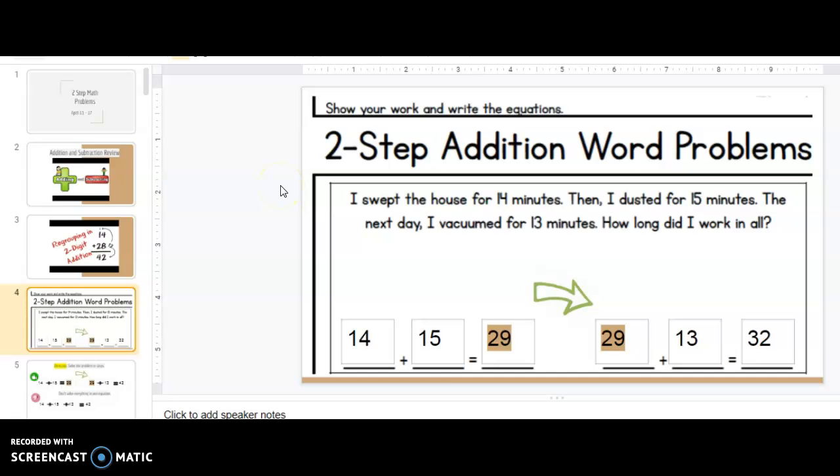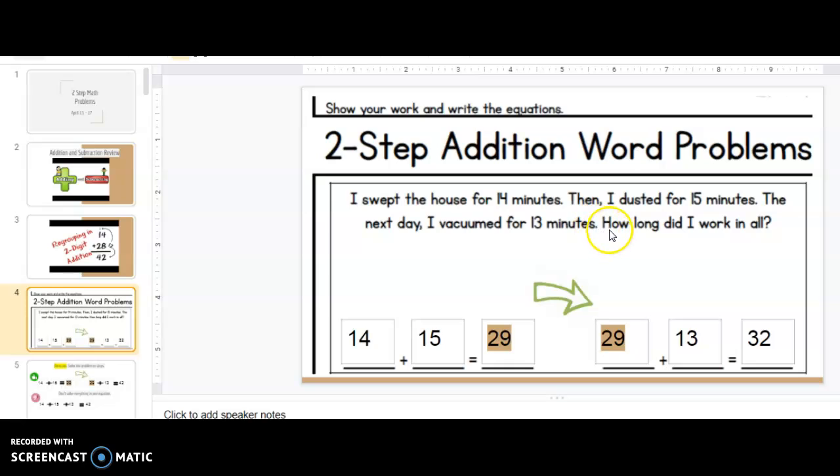So let's start our work. It says show your work and write the equations. You may use a sheet of paper to show your work, okay? So two-step addition word problems. Let's read the word problem to see what it's asking us and to find out what the information is that they're giving us. I swept the house for 14 minutes. Then I dusted for 15 minutes. The next day, I vacuumed for 13 minutes. How long did I work in all?